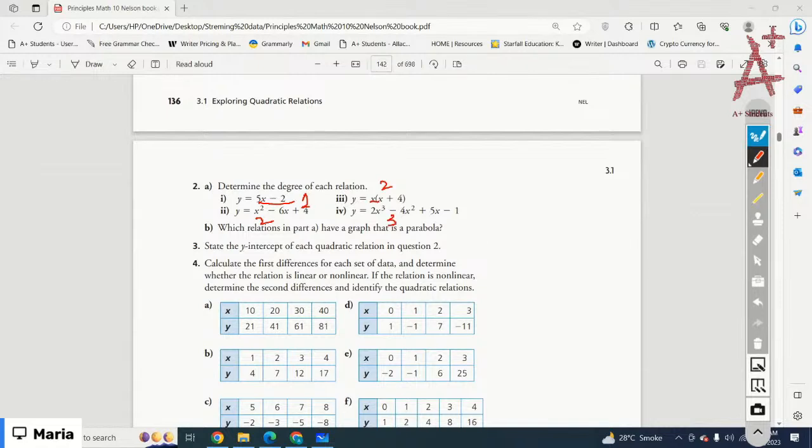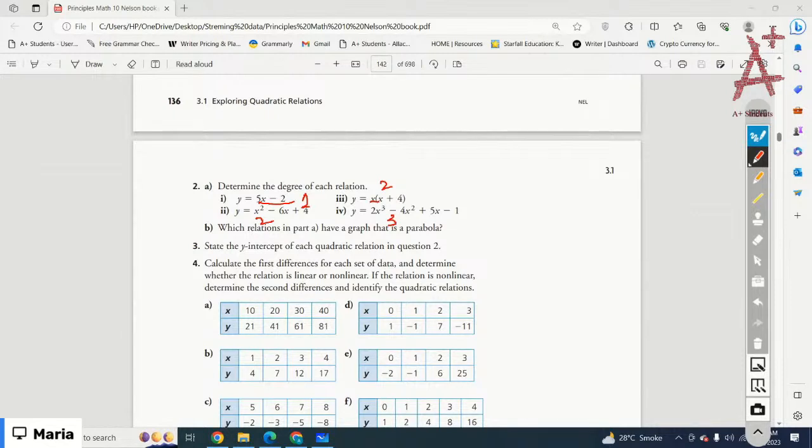Which relations in part A have a graph that is a parabola? So which is a parabola? The ones that have equations of degree 2 form a parabola. So equation number 2 has degree 2, it forms a parabola, and equation number 3 has degree 2, it forms a parabola.